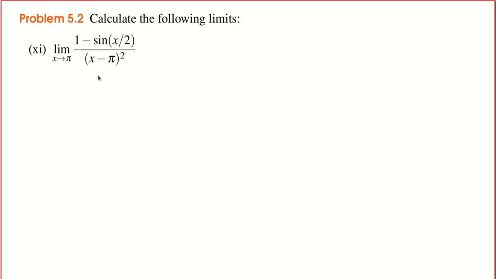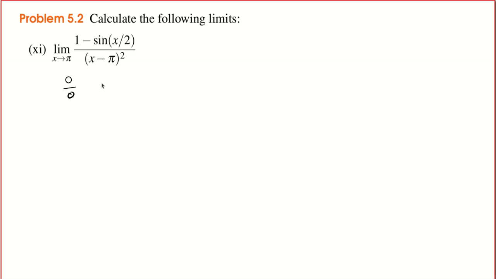The sort of limit we're dealing with here is an indeterminacy of the type 0 divided by 0. The reason is, if you substitute the numerator by pi, you have the sine of pi half, which is 1, and then it's 1 minus 1, so you have 0 in the numerator. And in the denominator, if you make x equal to pi, you have also pi minus pi, which is 0. So you have 0 divided by 0, right? Okay, we have to deal with this limit somehow.